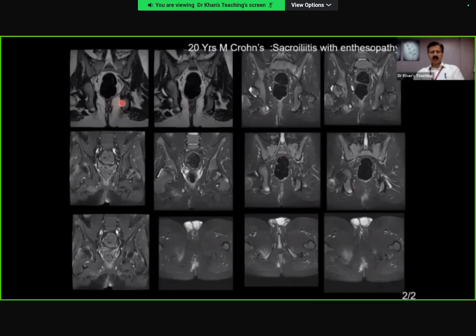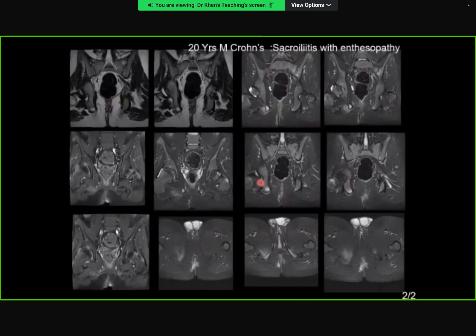This is a T1, axial STIR, axial STIR, axial STIR. On these three, this is the MR of the same patient as previously, and I've given you the diagnosis, right? What are your findings on these three axial sequences?